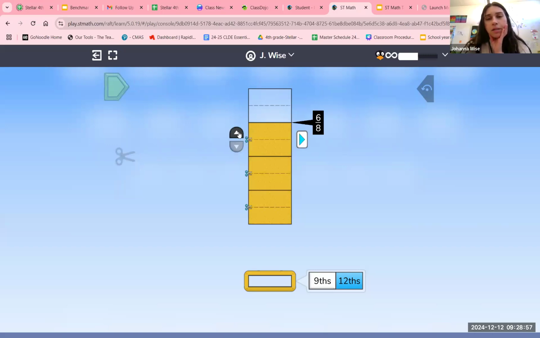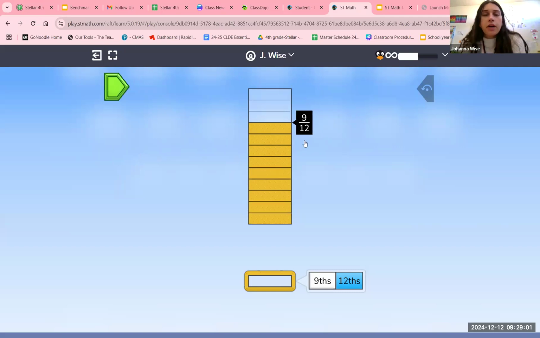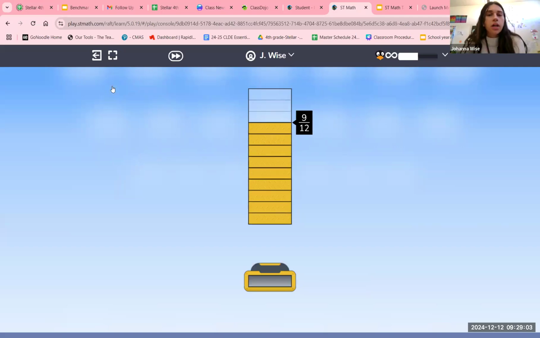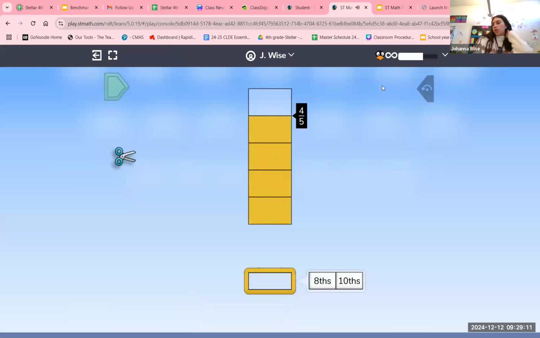I cut those in, 6/8. Nope, that's not what I want. I'm going to press this up button. 9/12. There we go. I'm going to go ahead and press that next button. Go. And there we go. All right. I'll do one more.